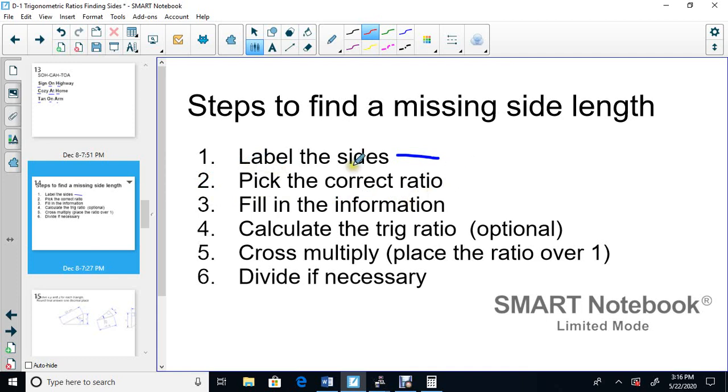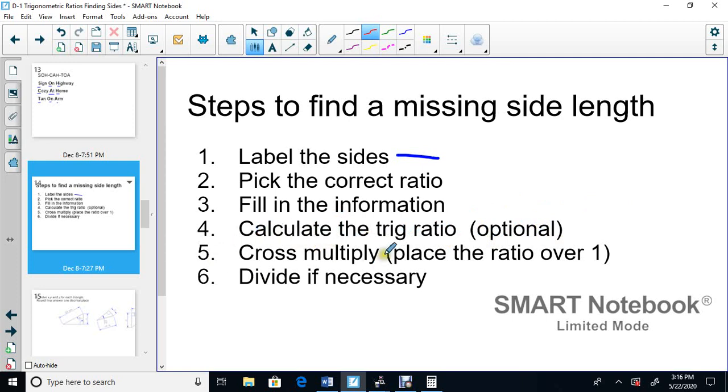Second step, pick the ratio. So pick one of those ratios. Third, fill in all the information. Fourth, calculate the trig ratio. This is optional, so you can either do this later. Okay, I'll show you both ways. I'll show method 1 and method 2 like above for these as well.